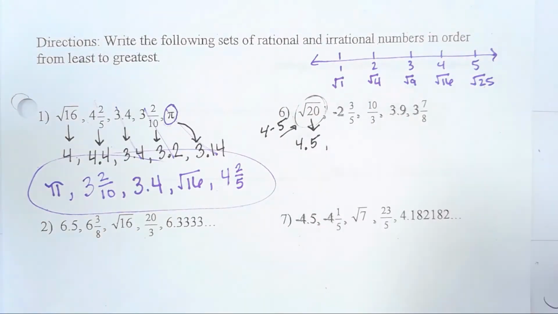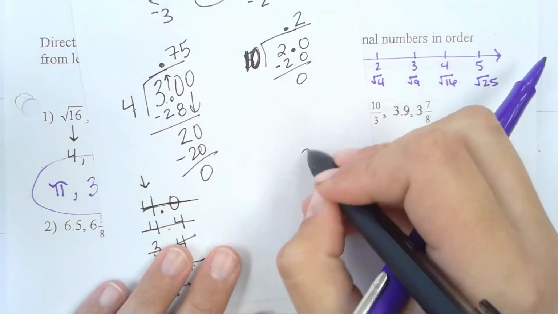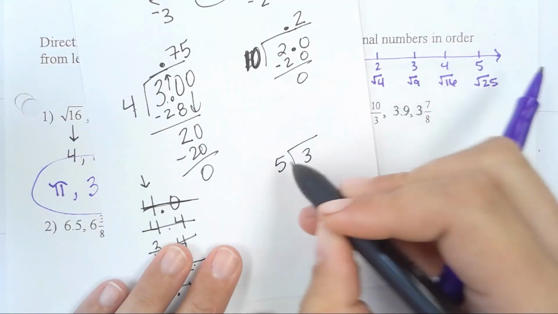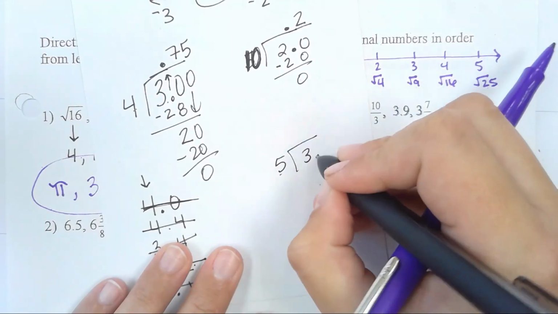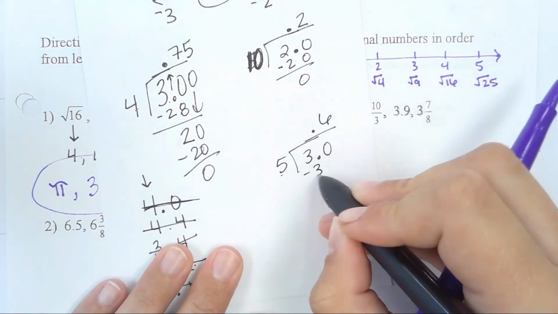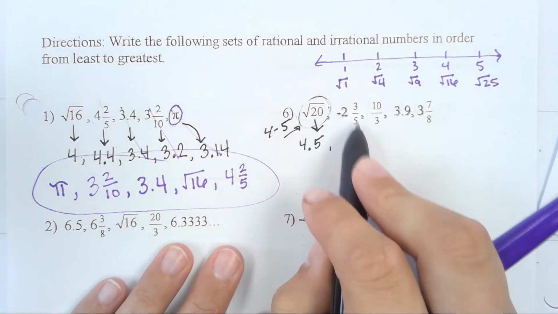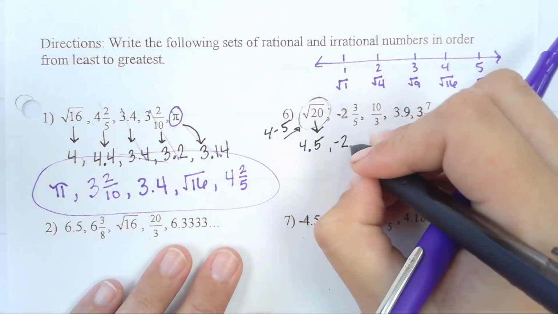Negative 2 3/5, so I do want to change that into a decimal to help us out. So I'm going to take 3 divided by 5. 5 does not go into 3, so I add a decimal and a 0. So then 5 goes into 30 6 times. So negative 2 3/5 is the same thing as negative 2.6.